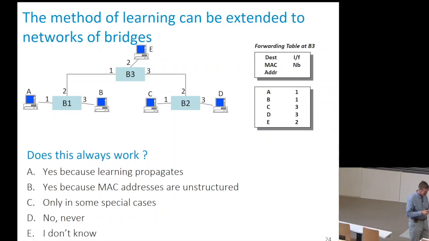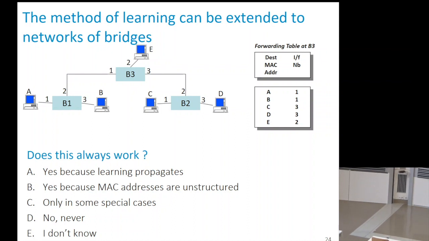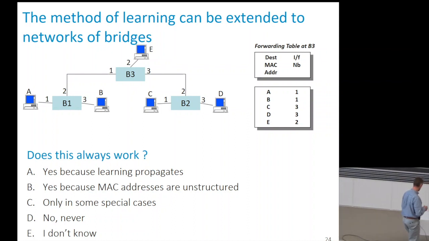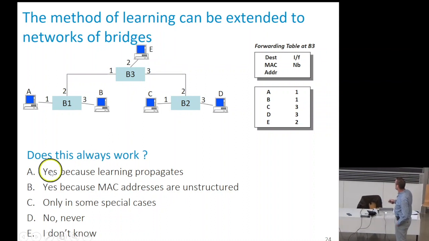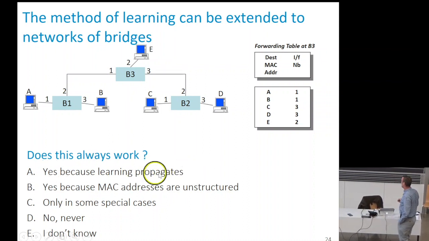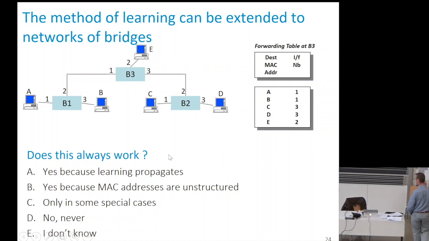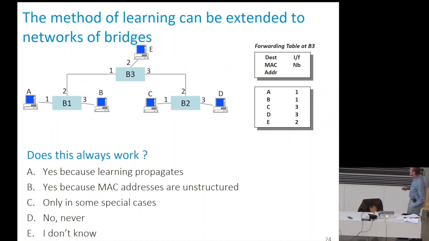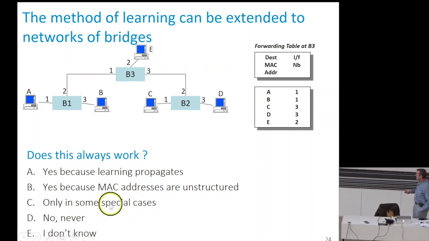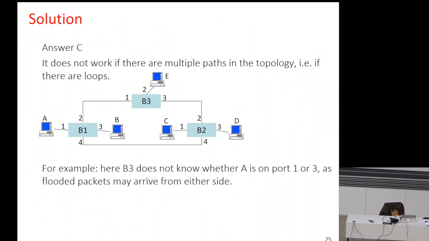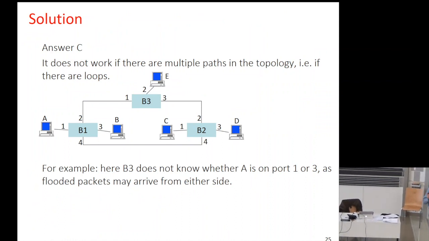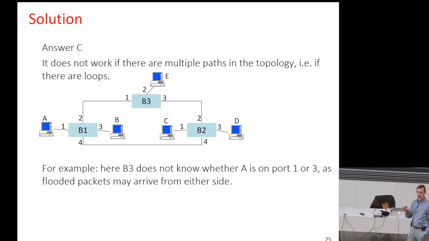The majority says A. But here we have an instance, like sometimes in Swiss votations as well, where the majority is wrong. It's true that learning will propagate, and it is true that it will work in this example. But the correct answer is C, only in special cases. And what is special in this example? That is not true in that one. That's the loops, right? That example was a tree. Means there was no loop in it.